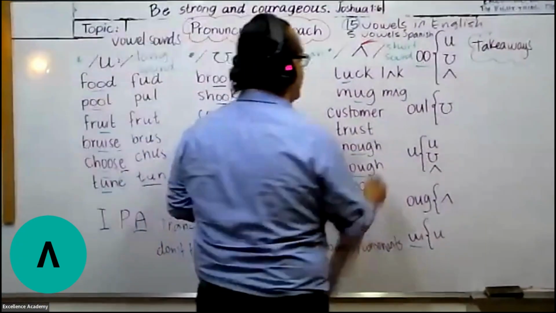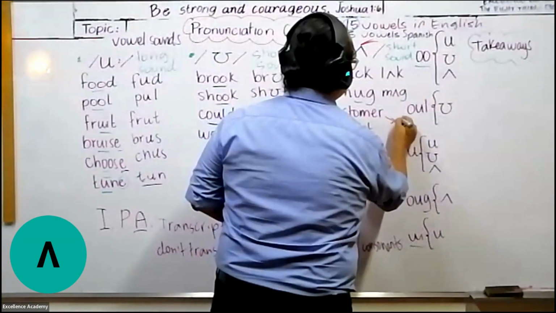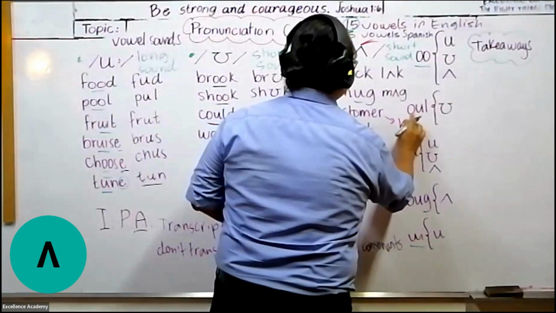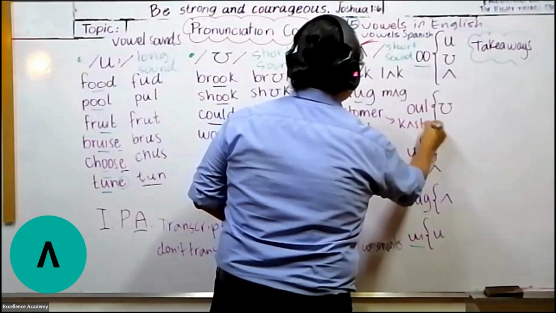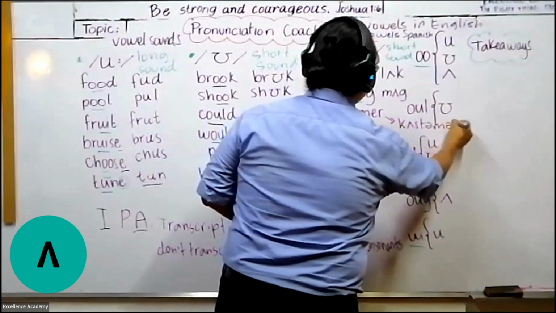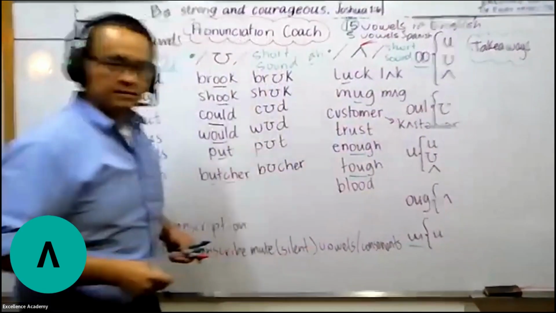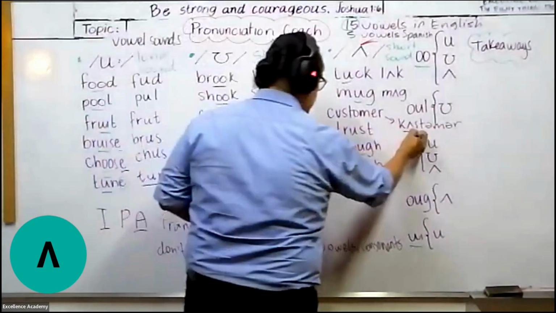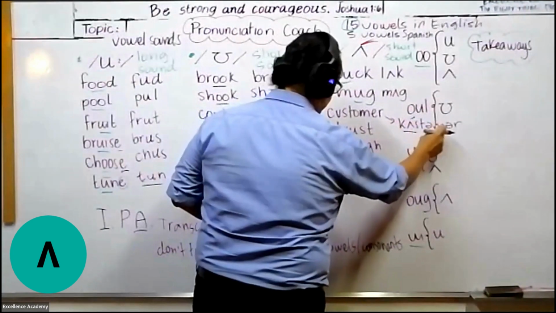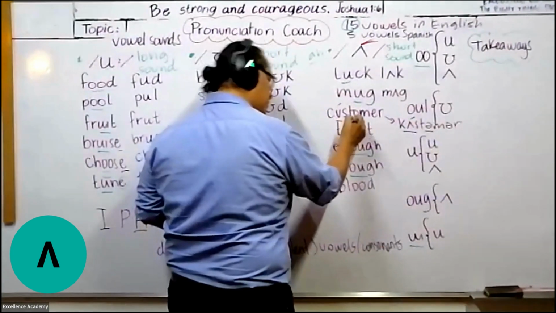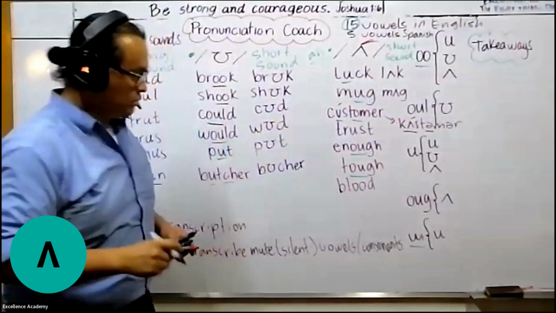Right? Let's take a look at customer. Let's put customer here. Hold on. So it's customer. Here I'm going to use schwas. Customer, customer. So you see the accent is here. Customer, not here, because this is weak. So the accent is actually here, never here, because that's a schwa.